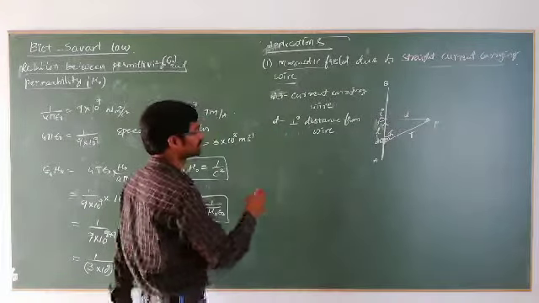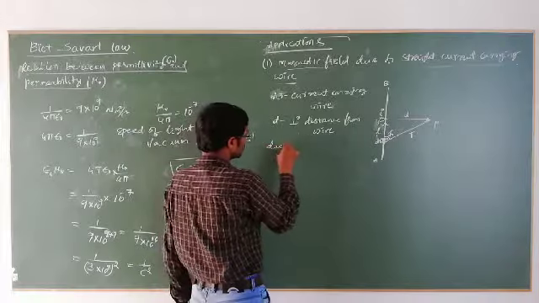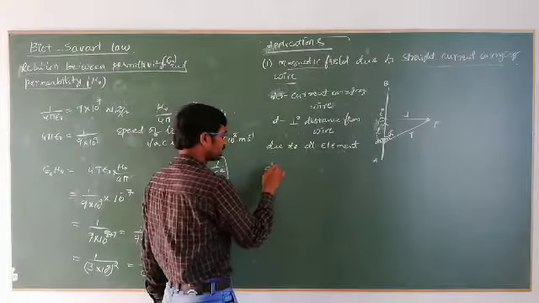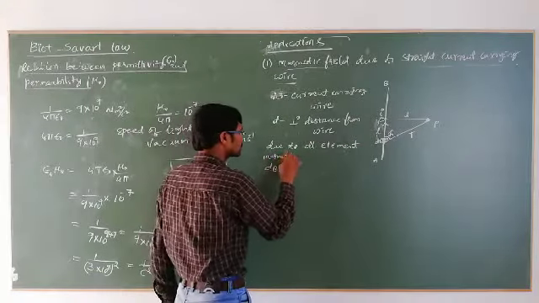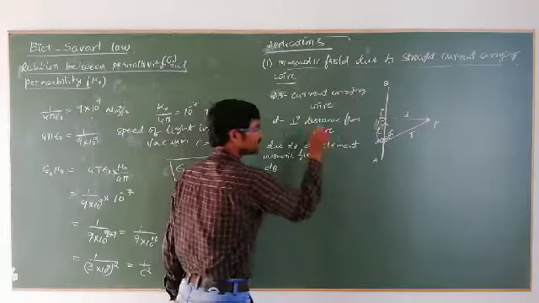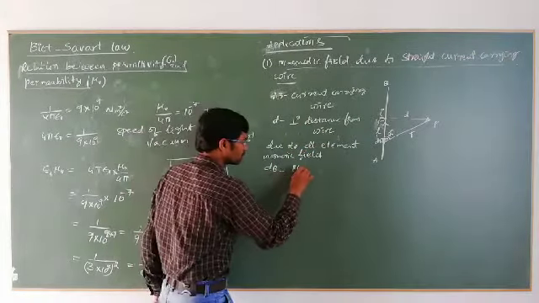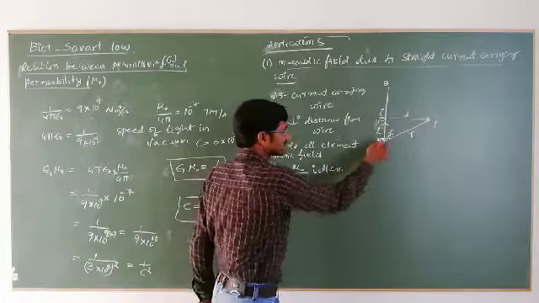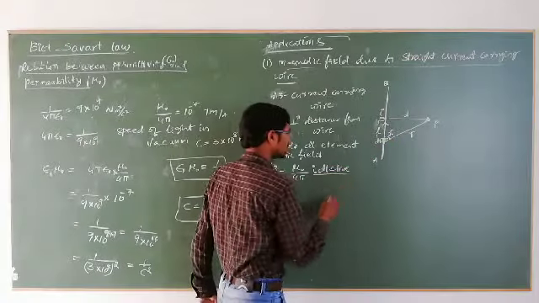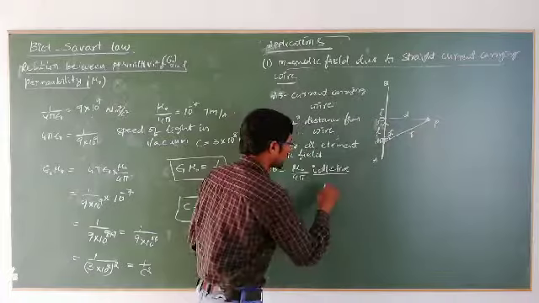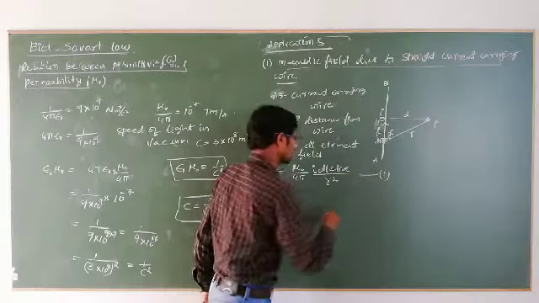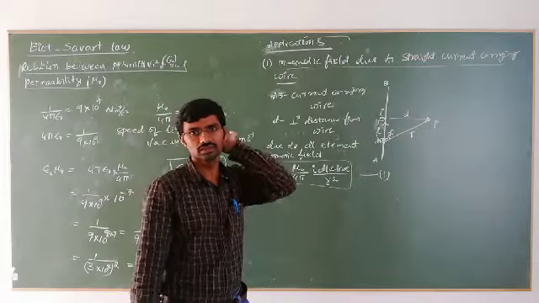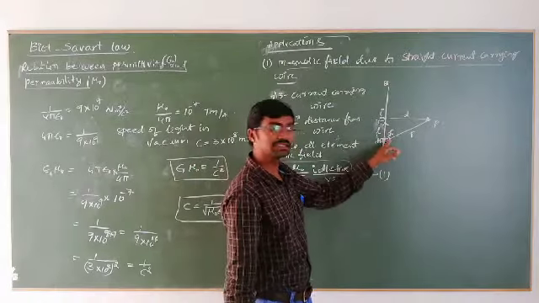So let me find the magnitude of the magnetic field dB due to the dl element. dB is equal to, we know very well, mu naught by 4 pi I dl sine alpha by r square. Let me call this equation 1. From Biot-Savart, we have just applied the Biot-Savart law. And this angle is alpha.